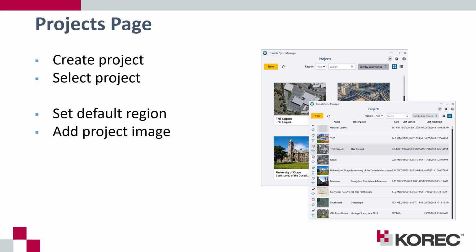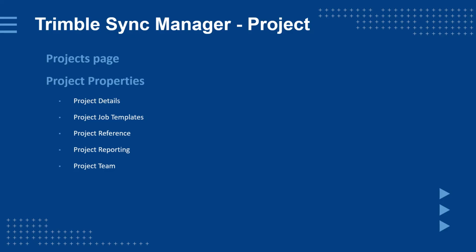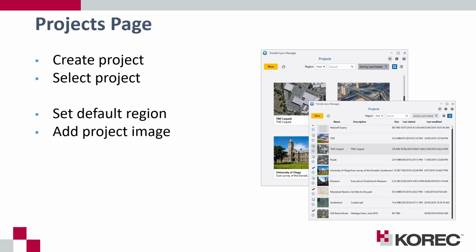So what that looks like is, if you go into the project details, it'll give you all the details of your project. It'll actually let you create job templates referencing project reporting and project team. Okay, so we'll go into our projects page. So in here is the main application here. So you can see Sync Manager here, that's the main application.